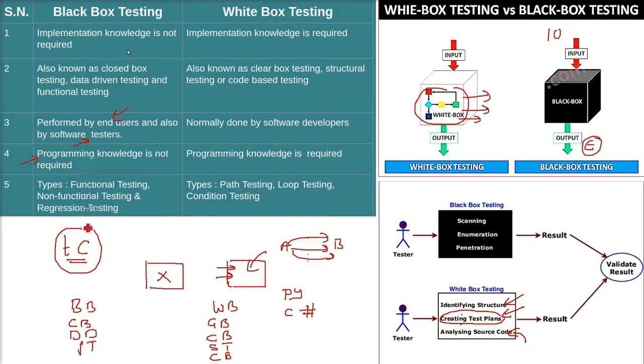The black box testing examples can be functional testing, non-functional testing, regression testing. These are all examples of black box testing. In white box testing, you have path testing, loop testing, condition testing. Please remember, if you combine black box with white box, there is another testing called gray box. Most of the time, these two are combined to make a glass box way of test case design.